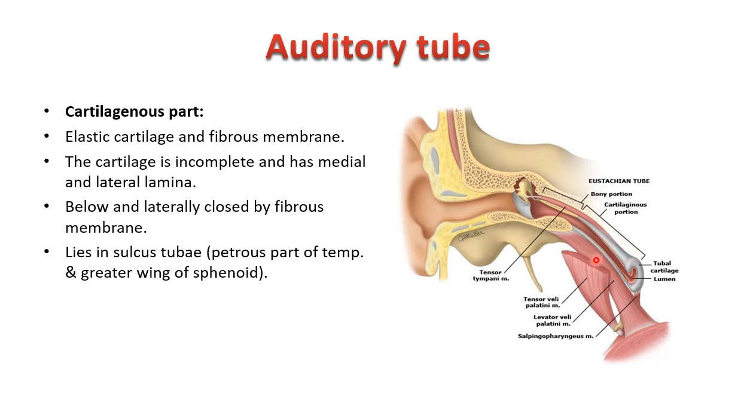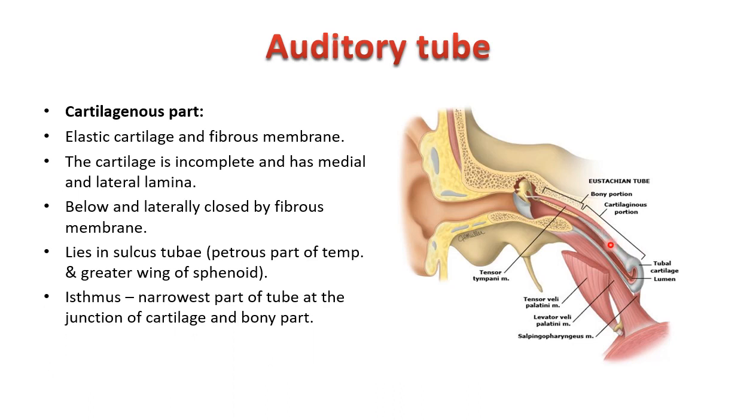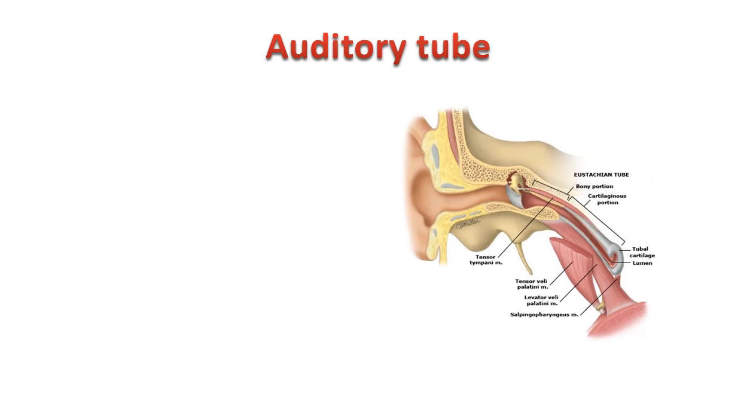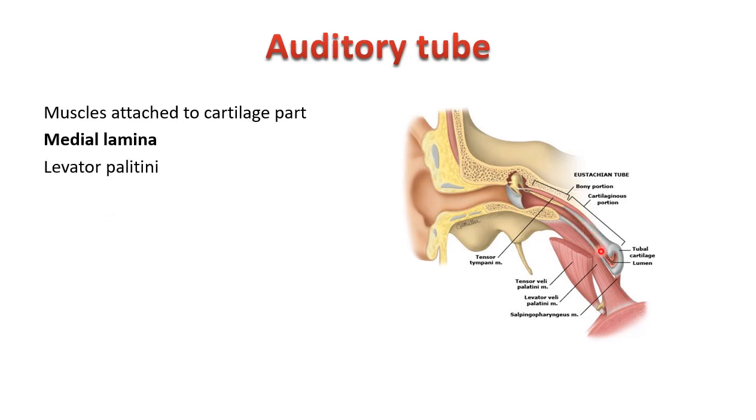The muscles which are attached, mainly the tensor tympani muscle, which you are able to see here from the medial lamina. Then the levator veli palatini muscle, for the elevation of the palate, again arises from the cartilaginous part of the auditory tube. And one more muscle is the salpingopharyngeus, which is attached around the tubal elevation, which we see on the lateral wall of the nasopharynx. So mainly three muscles.